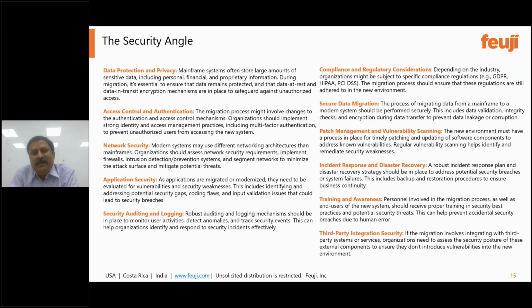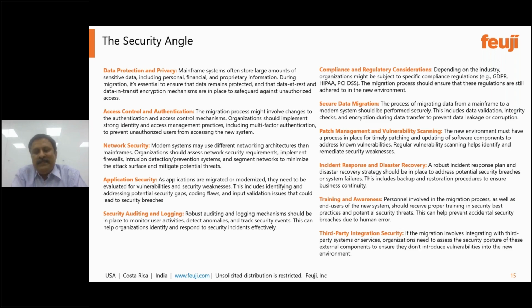A SIM is very important to be implemented. It is very important because the habits and methods of handling activities in mainframe might be different. When it comes to cloud, it is more prone to security risks. So teams should be trained as well as made aware about potential security threats. What can they do to help prevent any accidental security breaches due to human error?